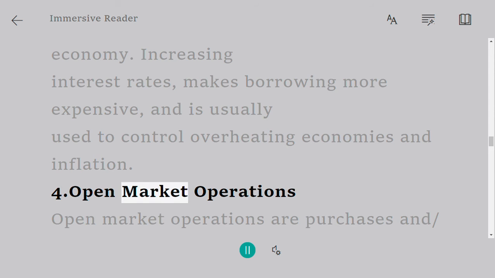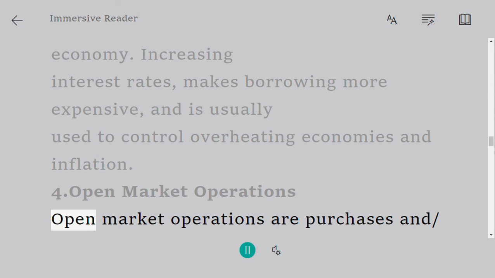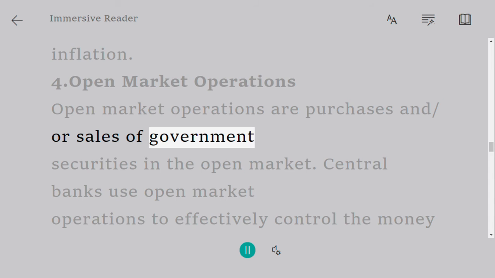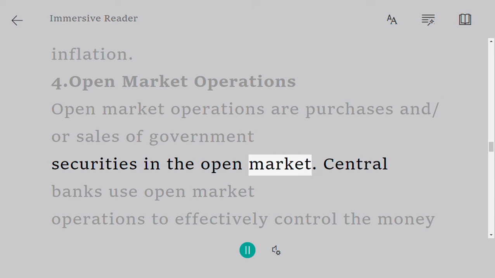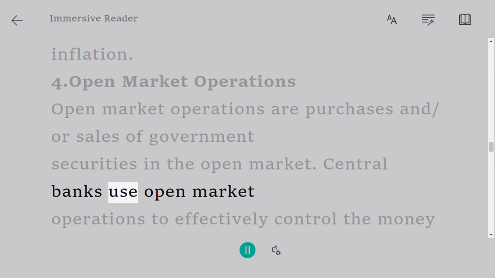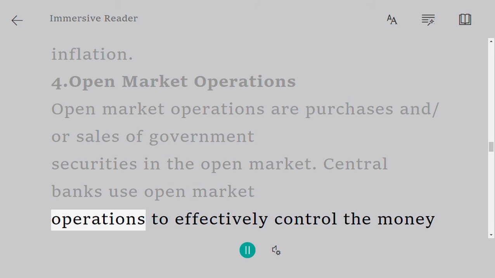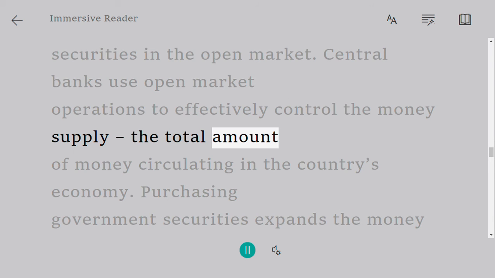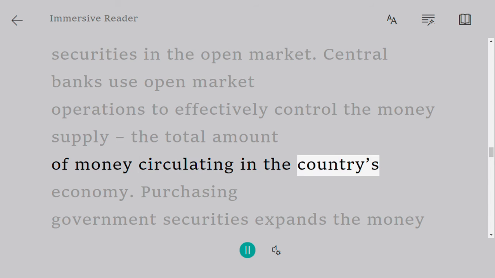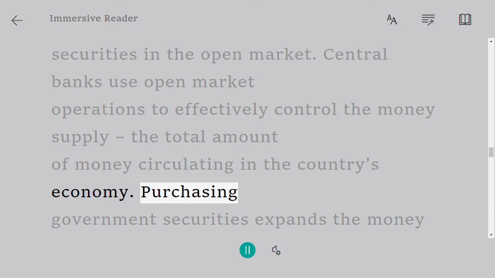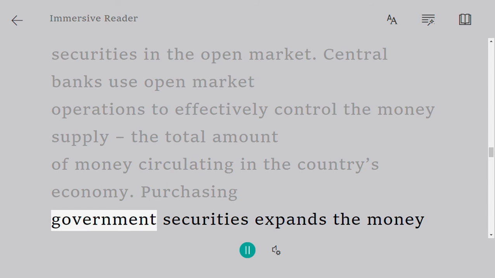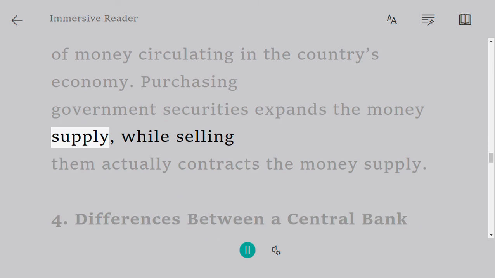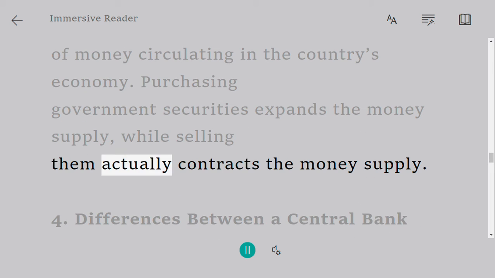4. Open market operations. Open market operations are purchases and or sales of government securities in the open market. Central banks use open market operations to effectively control the money supply, the total amount of money circulating in the country's economy. Purchasing government securities expands the money supply, while selling them actually contracts the money supply.